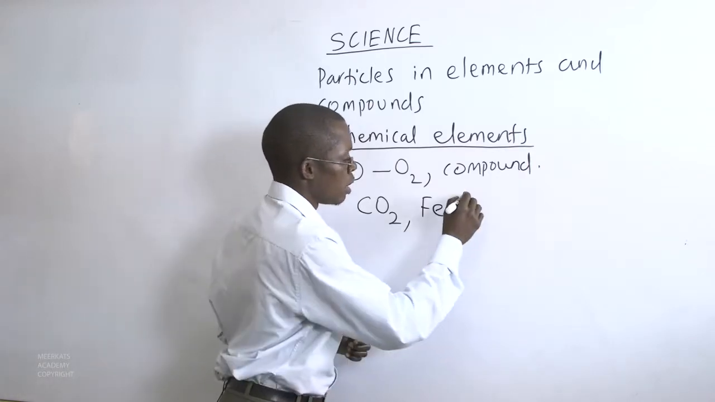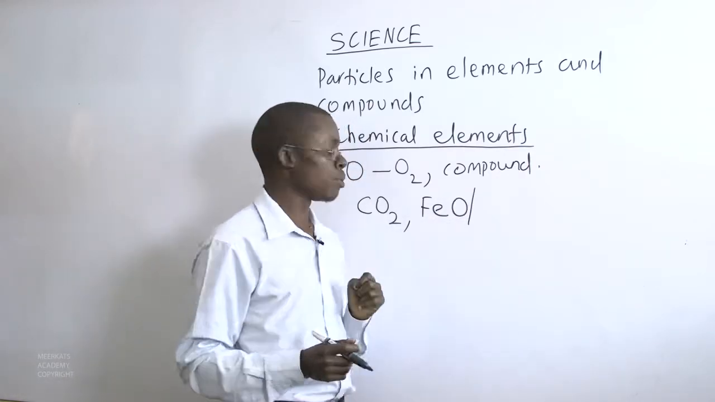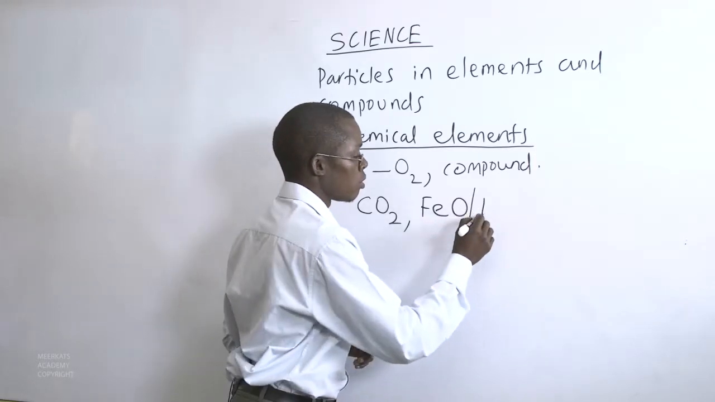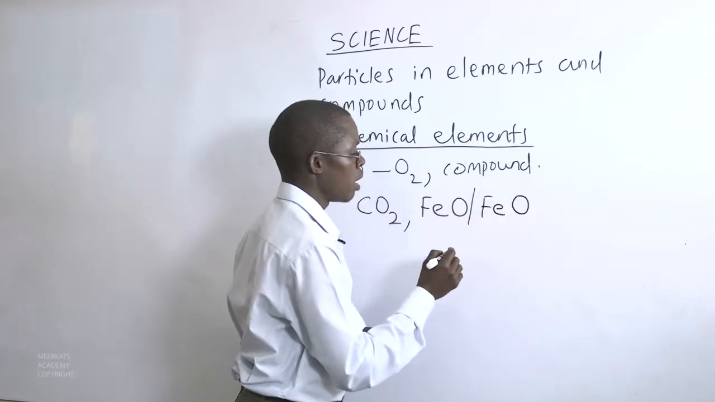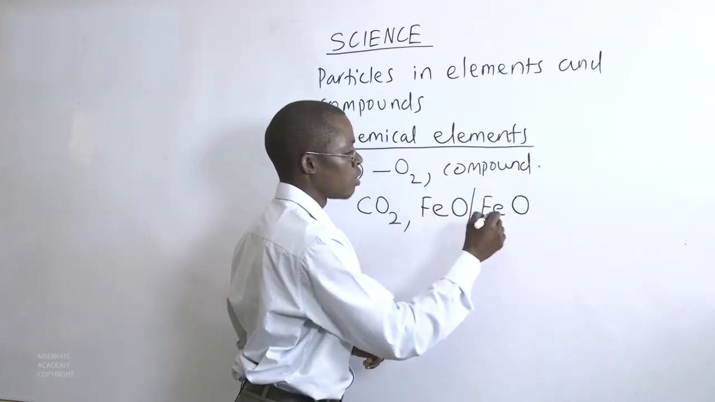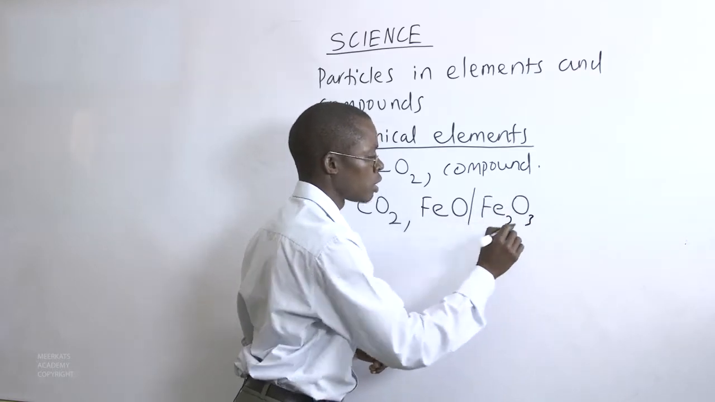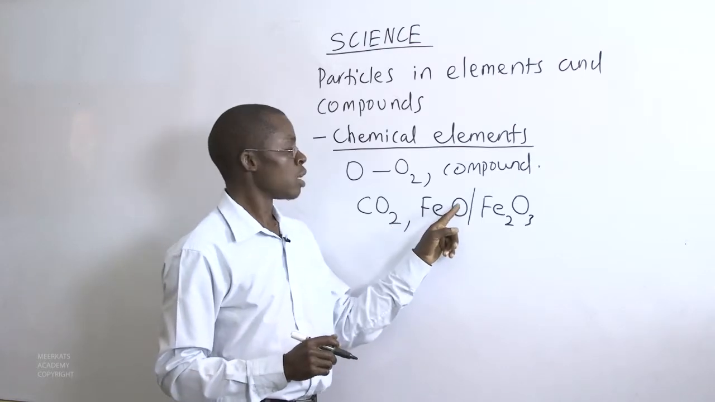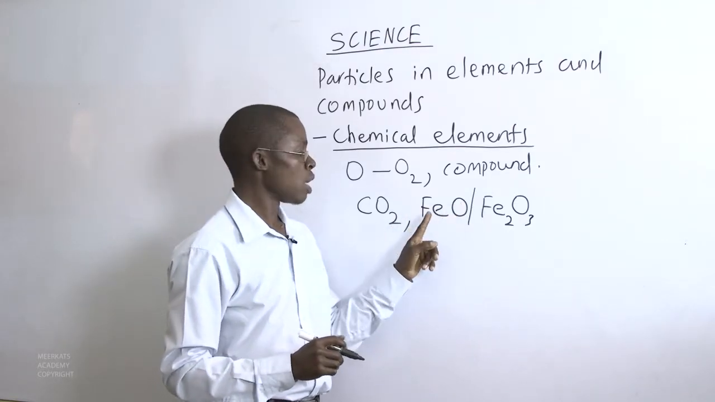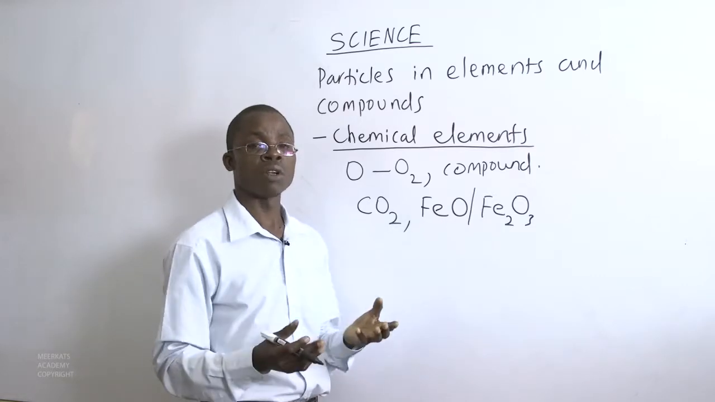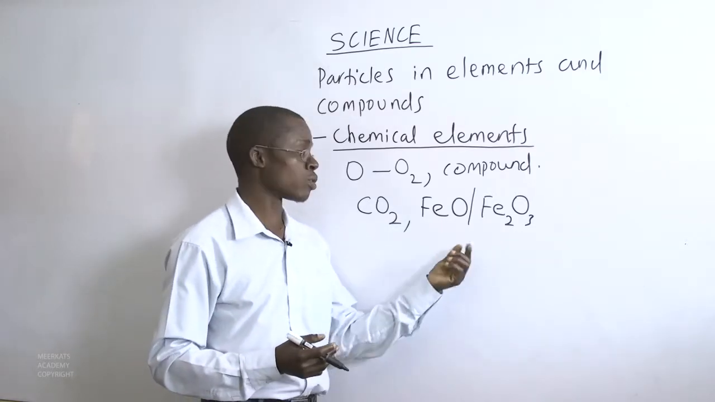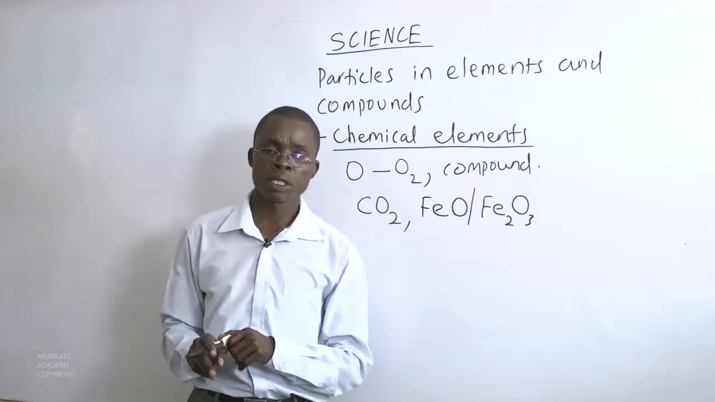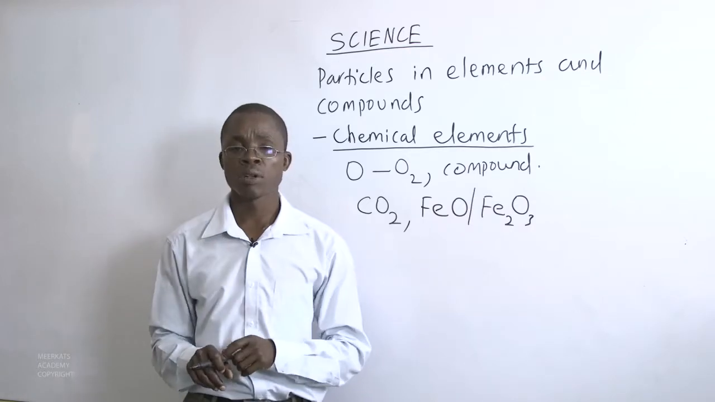Now, this iron exists in two oxidation numbers. You can have this one which is showing oxidation number of 2, and you can also have this one where the oxidation number of iron is 3 and that of oxygen is 2. So here we have no number being given because the oxidation number of oxygen is 2 and that of iron is 2, so they cancel out. But here we cannot cancel out because 2 and 3 are two different numbers. So in this case, you are seeing oxygen existing as an oxide.